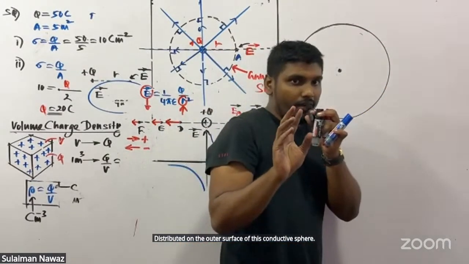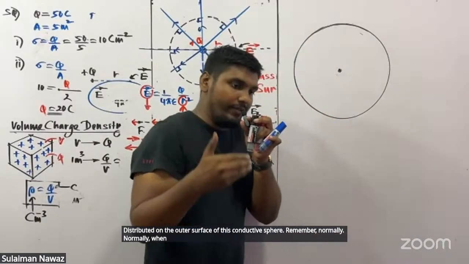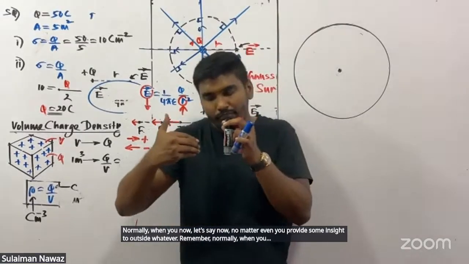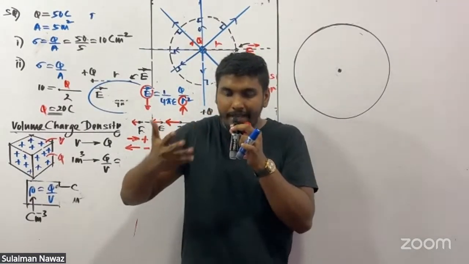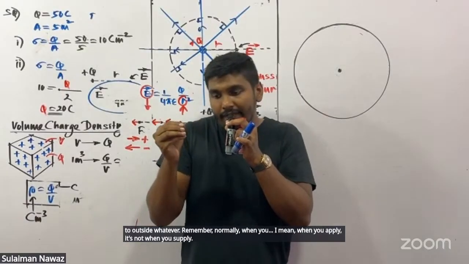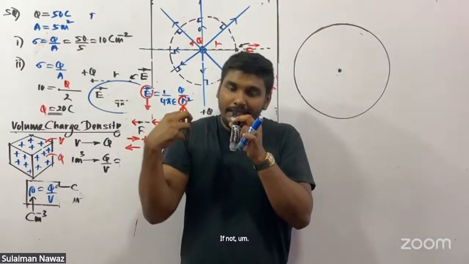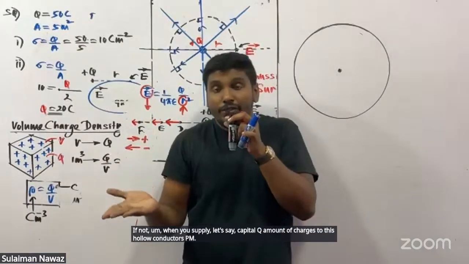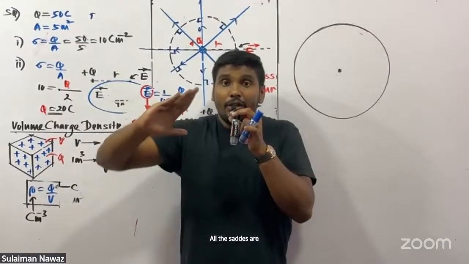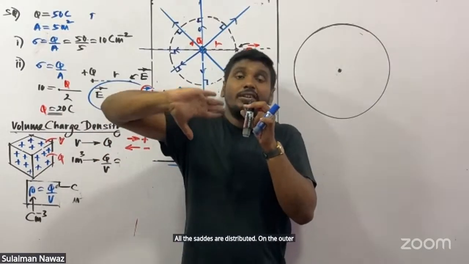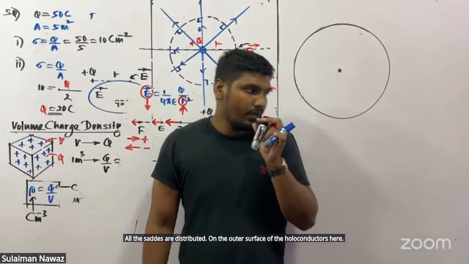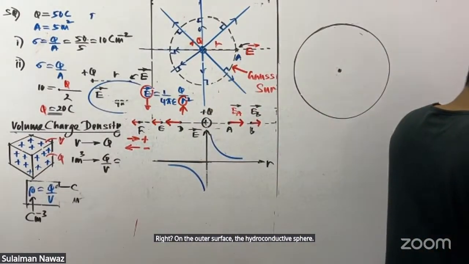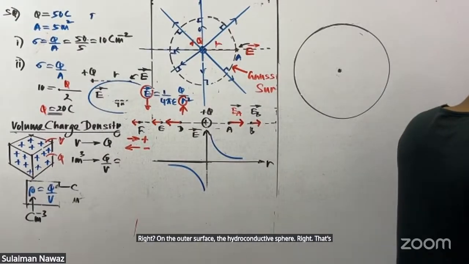Normally, when you supply, let's say, capital Q amount of charge to this hollow conductive sphere, all the charges are distributed on the outer surface of the hollow conductive sphere. That's what to remember.